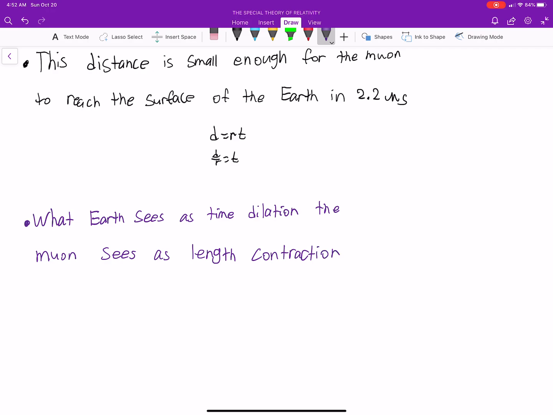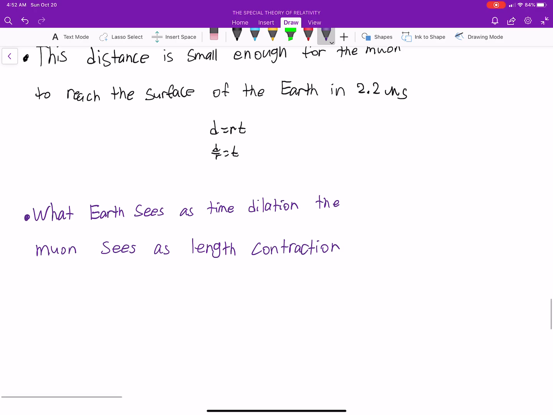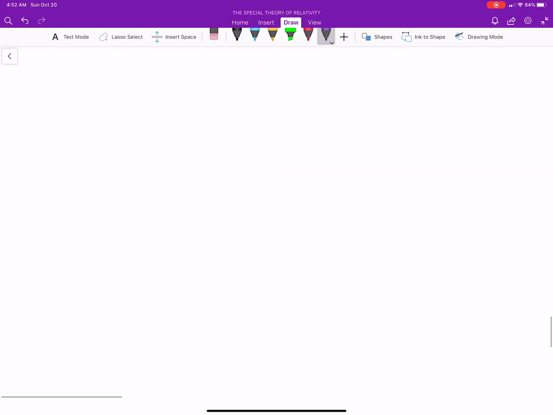I think that's a really interesting concept, that Earth will measure a different time. It'll see time slow down, right? And that's another way that you can make that distance. But for the muon, instead of time taking longer, time ticks the same, or at least it's proper time. And instead, it sees the length shrink. So that's pretty interesting.